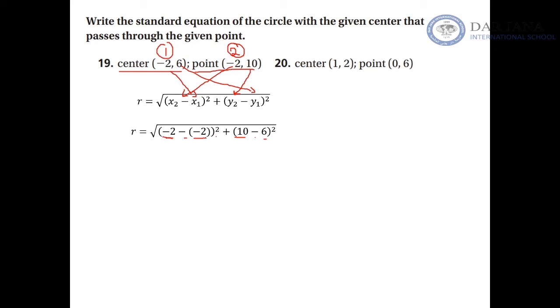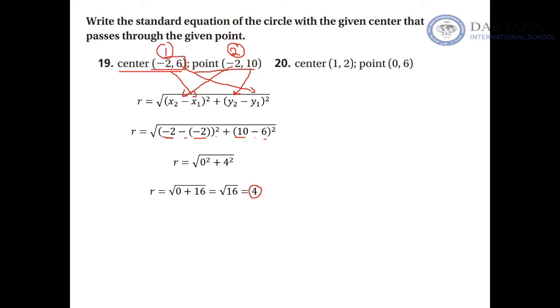Negative 2 subtracted by itself is equal to 0. And 10 minus 6 is 4. So it's 0 squared plus 4 squared. It's equal to radical of 0 plus 16, which is radical 16, equals 4. So now the radius is equal to 4.